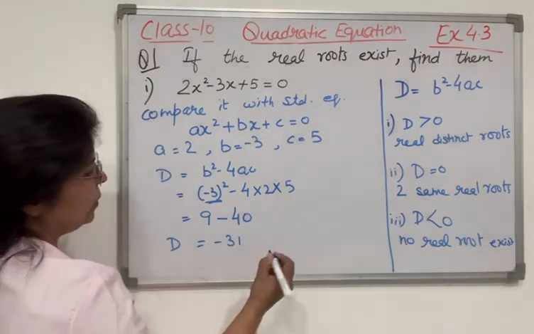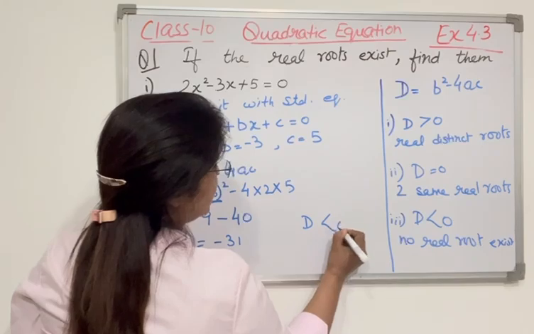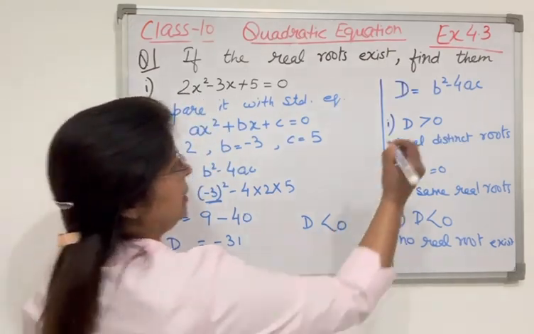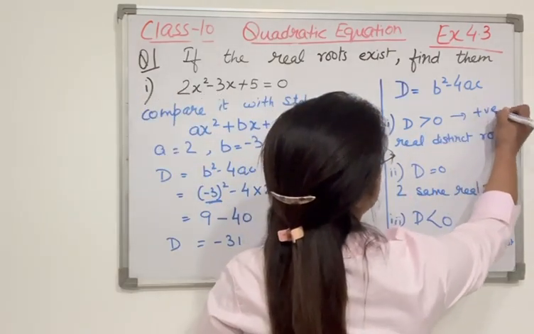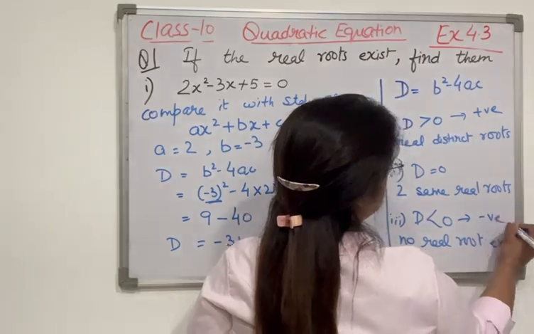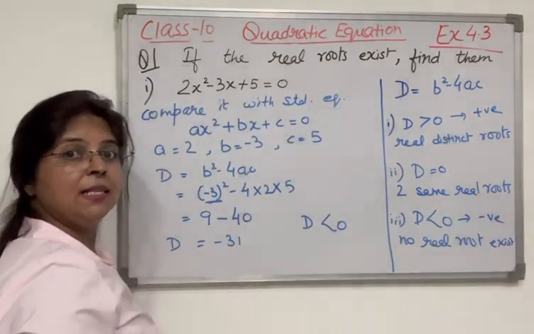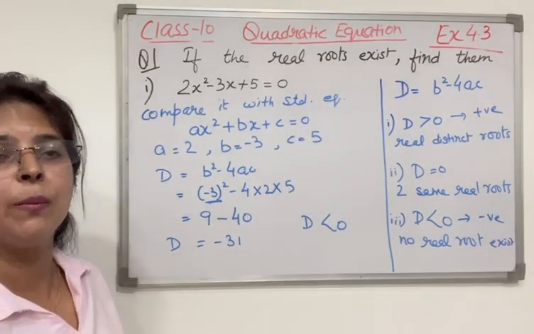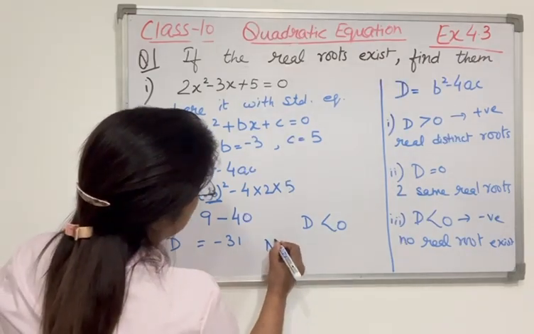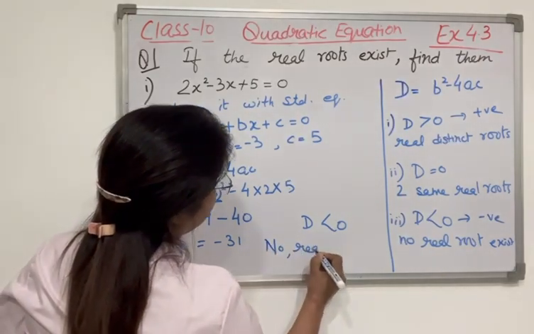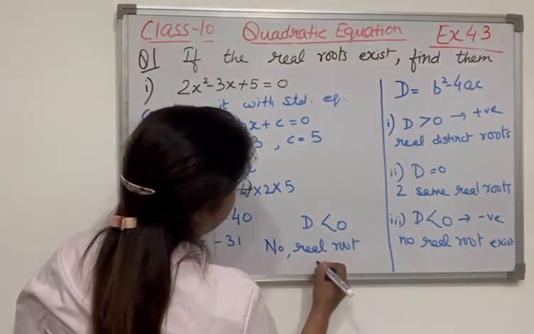So the value of D is less than 0 because it is negative. So if it is less than 0, that is, the value of D is coming negative, we will write no real root exists.